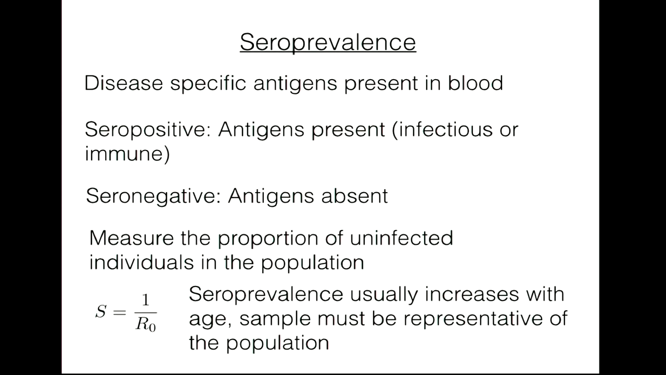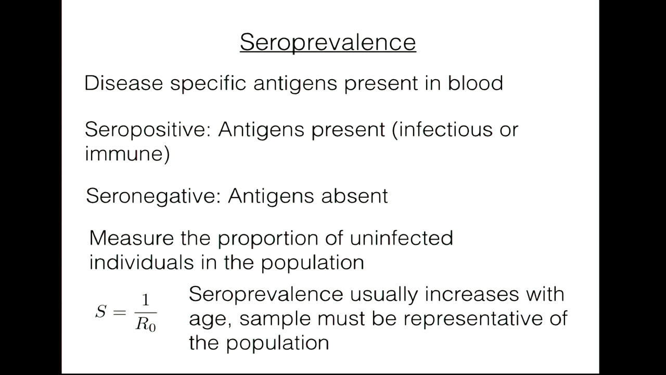Another way of doing this is just to ask, has someone been exposed to a particular infection or not? Exposure leads to the production of antigens, antibody generators in your body. If you are seropositive, the term meaning that antigens are present, either indicating that you are currently infectious or you are immune to the disease because you have contacted it earlier. If you are seronegative, then antigens are absent and you are naive to that particular infection. You have not contacted it before, therefore you have no antibodies in your system that can counteract it.